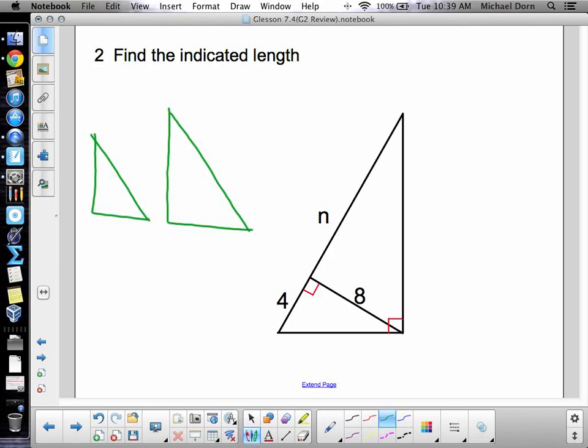When you draw your triangles, make sure you line them up the same way and exaggerate it so you can clearly see what's the short leg, what's the long leg. Don't keep them rotated around in different positions. Draw them in the same orientation. That way you won't mess up your proportion.